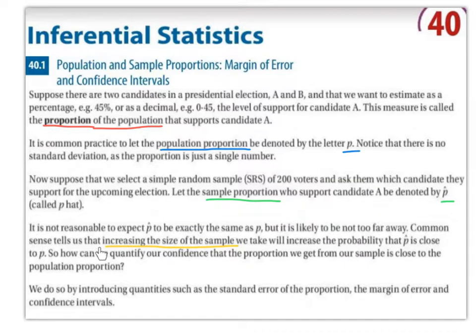So how can we quantify our confidence that the proportion we get from our sample is close to the population proportion? Basically, how confident are we? We do so by introducing quantities such as the standard error of the proportion, the margin of error, and confidence intervals. This video will focus mainly on the margin of error, but the next video will focus on confidence intervals.